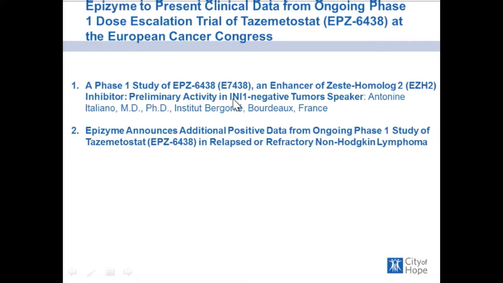They initially looked at it in tumors that were INI1 negative, and these are a variety of sarcomas as an example, because that particular pathway tends to have an adverse and blocking effect on the EZH2 pathway. So it's the yin and the yang. And so in these tumors, they've found significant responses. More recently, they've shown overexpression and mutations in non-Hodgkin's lymphoma and success using these agents in that setting.